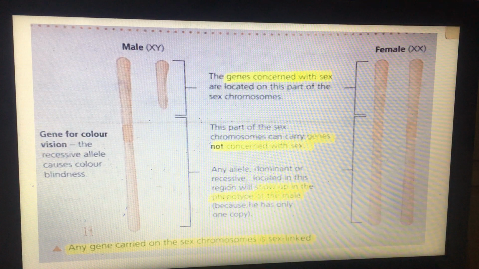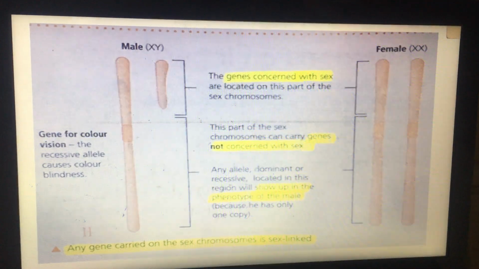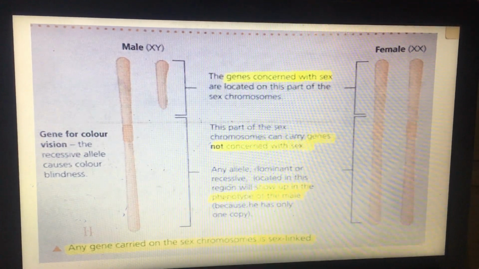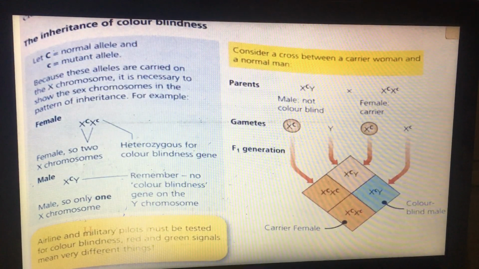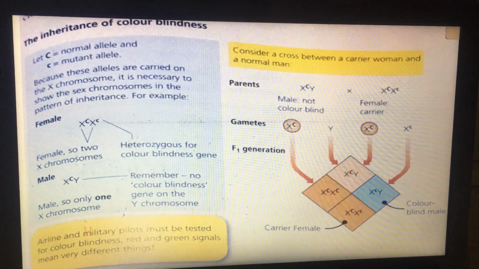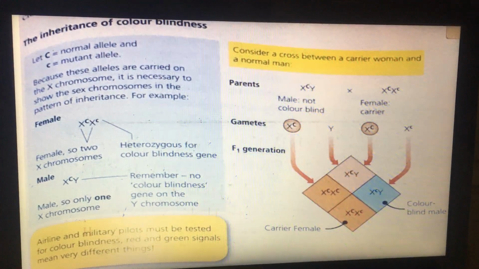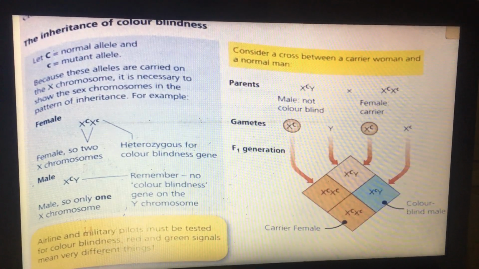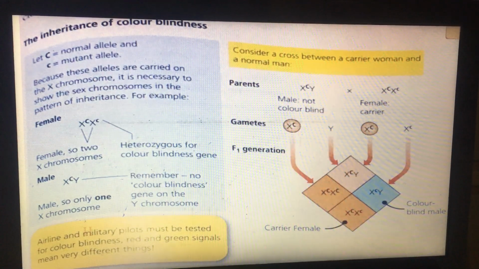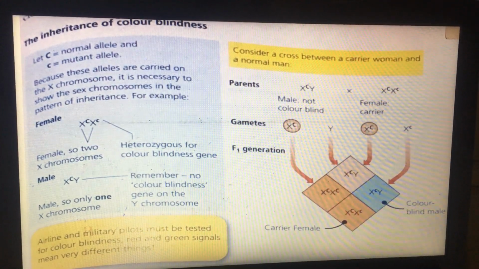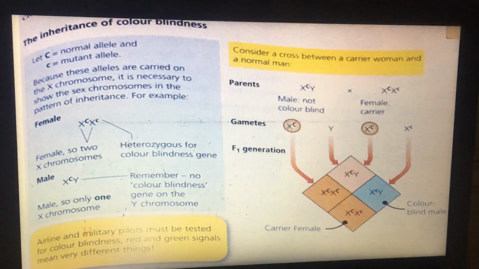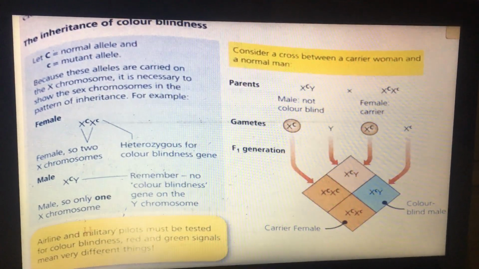Okay. Now, let's study the first example, the inheritance of color blindness. For any inherited characteristic, we have to determine which allele is normal or dominant and which allele is recessive.